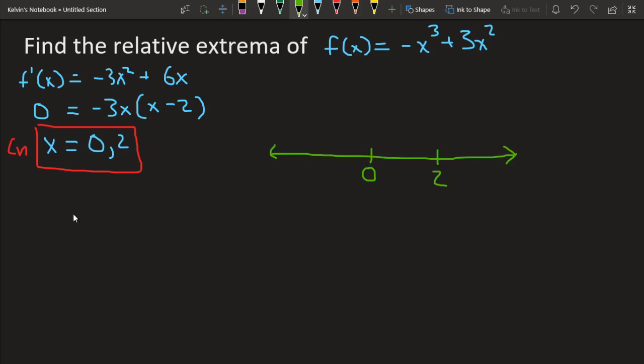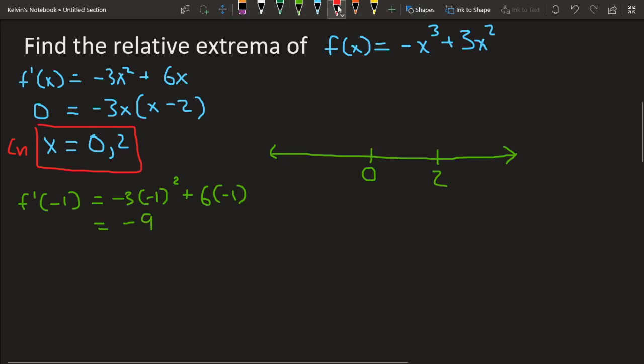So f prime of negative 1 is equal to negative 3 times negative 1 squared plus 6 times negative 1. And this is equal to, well, negative 1 squared is positive 1, so this is still negative 3. Negative 3 plus negative 6 is equal to negative 9. So we get that the sign from negative infinity to 0 is negative. So we can write a negative like that. And also, if you didn't know, this is the graph of f prime right here.